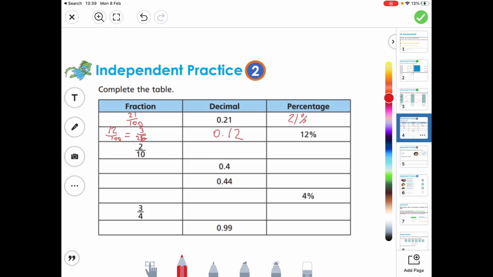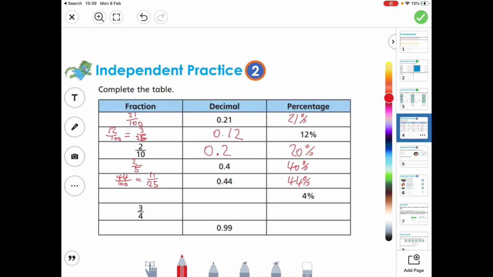Next we have the fraction 2/10. As a decimal, that is 0.2, and that's 20%. 0.4 is 40%, and 0.4 is the same as 2/5. 0.44 is the same as 44%. It'll be 44 over 100, which we can simplify. We can divide it by 4 to make 11 over 25.